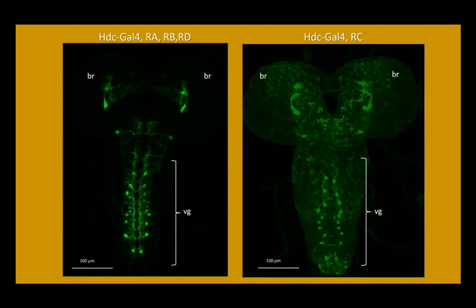These are the GFP images, where we can now see a difference in the GFP expression in the Hdc Gal4 RA-RB-RD fly and the Hdc Gal4-RC fly. In both larval brains, we can see GFP expression within the hemispheres, as well as 10 cells within the ventral ganglion. The GFP expression here is very similar to GFP expression in the live images.